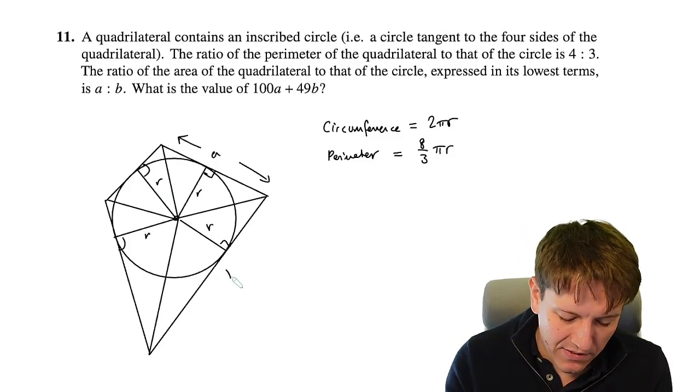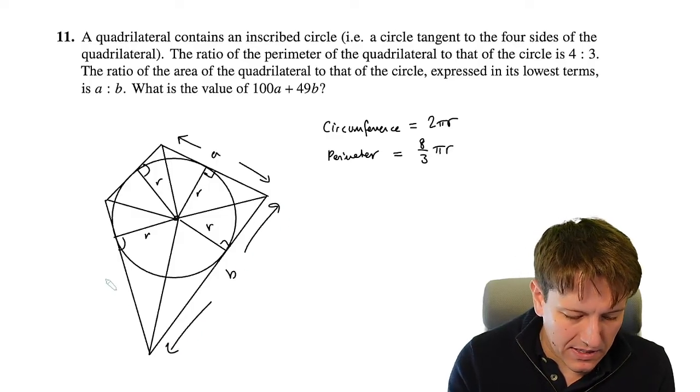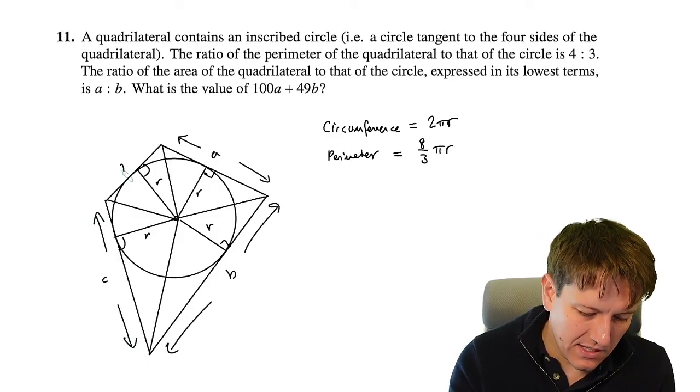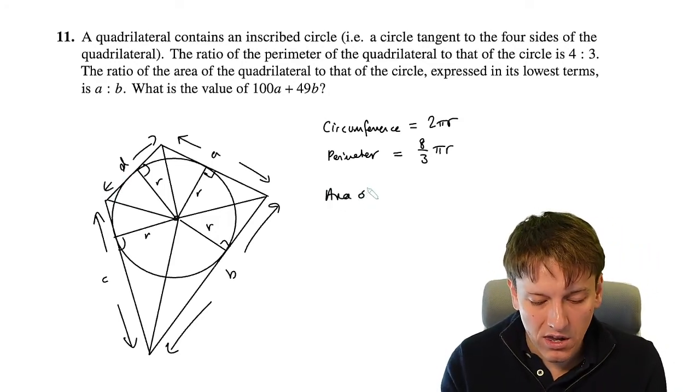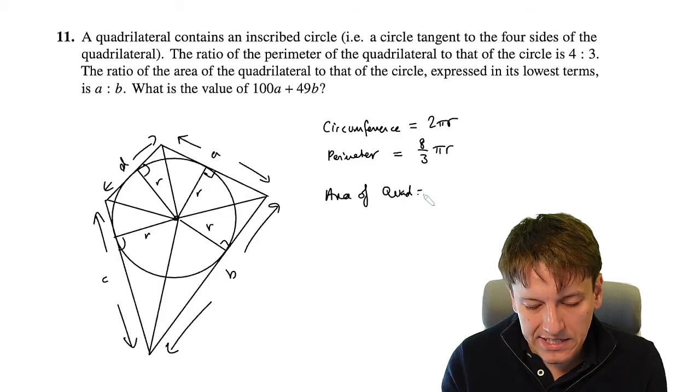I've got the radius here, here, and here, and if this is length B, and this is length C, and this is length D, right, then I can work out the area of the quadrilateral by adding together those 4 triangles.